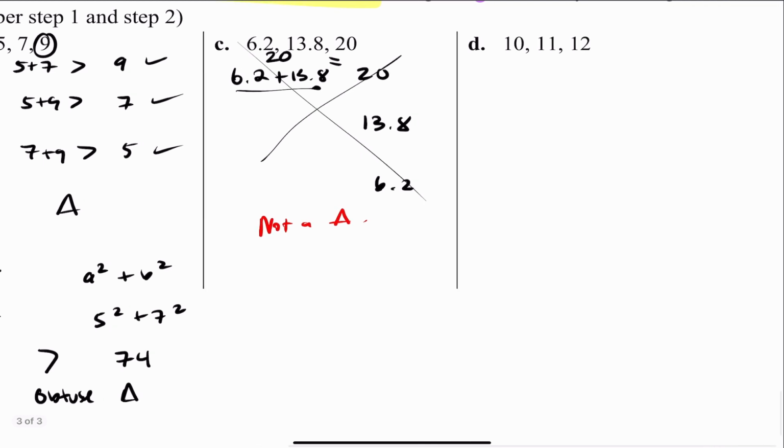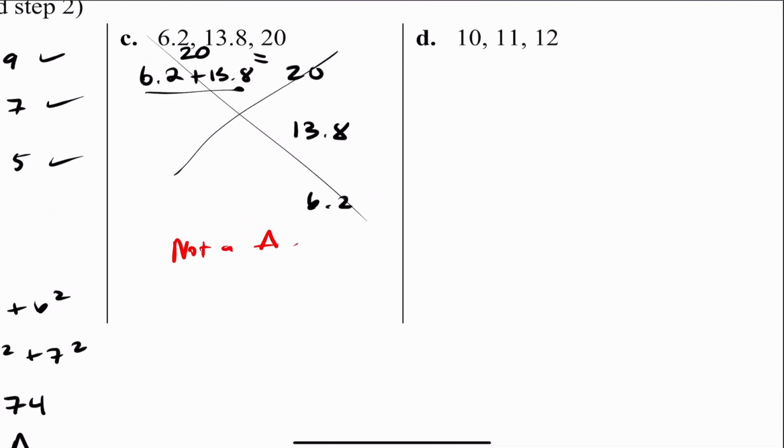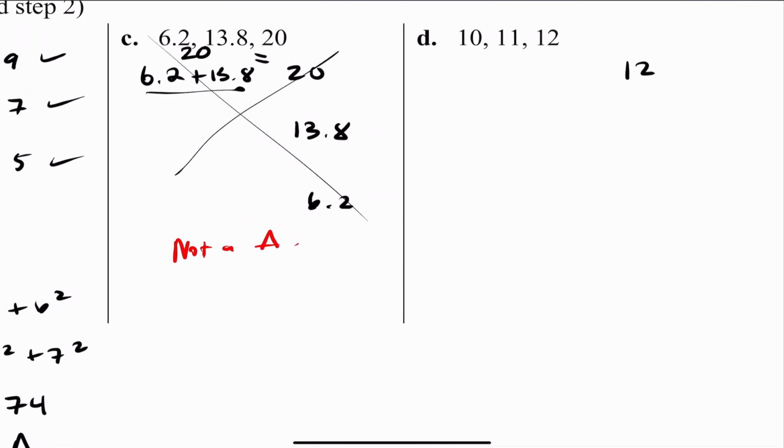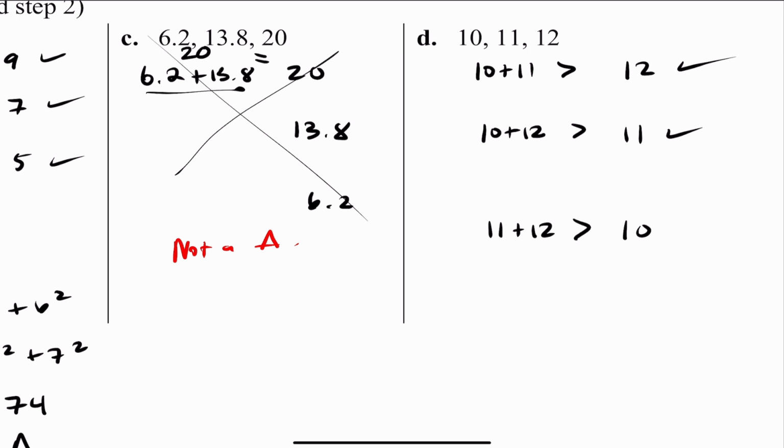All right, let's look at D. Here's 12, here's 11, here's 10. 10 plus 11, that's greater than 12, check. Here's 11: 10 plus 12, that's greater than 11, check. Here's 10: 11 plus 12 compared to 10 is obviously greater, so check. This forms a triangle. You finish step one, so you move on to step two.